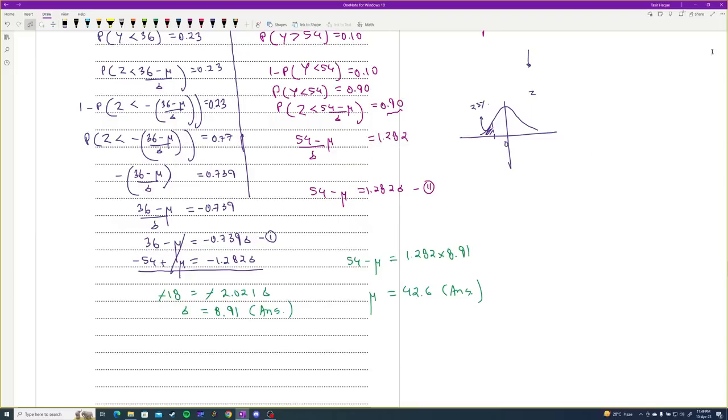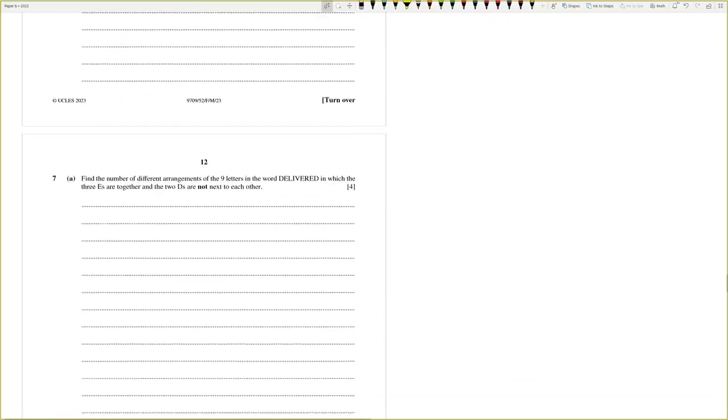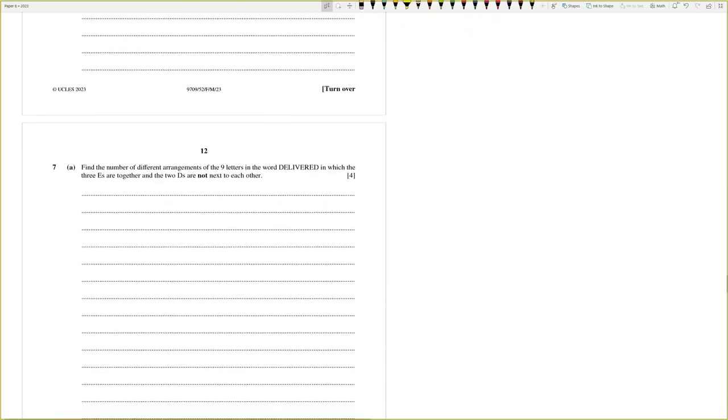Okay, really important sum. Let's move on to the last sum for the paper. It's permutation combination. We have this word delivered.